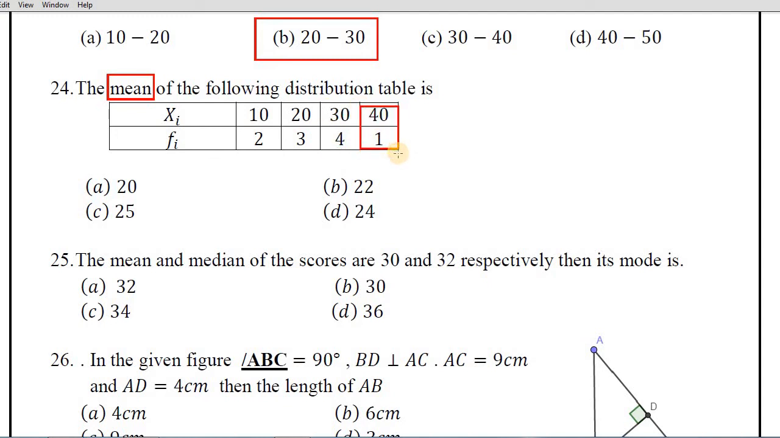So what answers you will get? You must add all the answers, and you have to divide by the sum of the frequencies. 2 plus 3 is 5, 5 plus 4 is 9, 9 plus 1 is 10. So that answer you want to divide by 10. Actually you will get 240. So 240 divided by 10, you will get 24. Hence the right option is option D, 24.